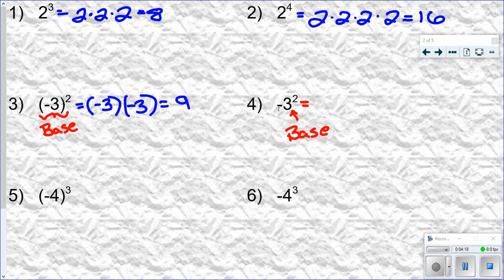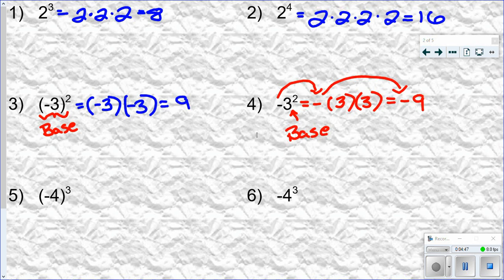So what about the negative sign then? So the negative sign just comes along with our answer. We just bring it over here. And then we do 3 to the second power. So we do 3 times 3. So 3 times 3 is 9. And then again, the negative sign just comes along. And so the answer to this is -9. Okay, so I know that's confusing to a lot of students. It's all about the base.